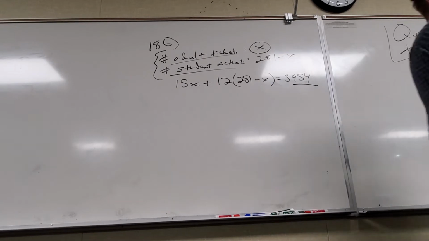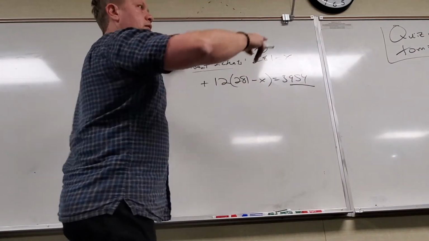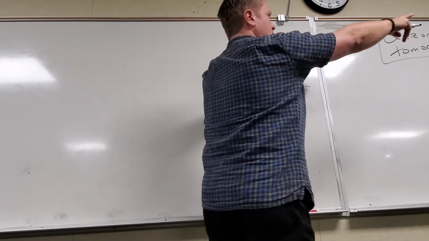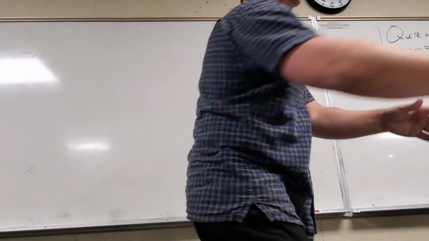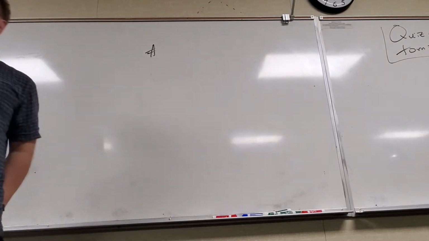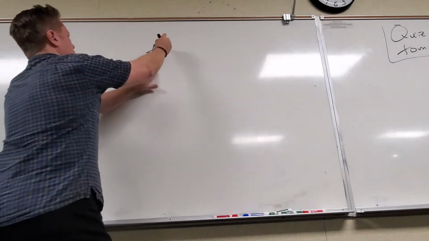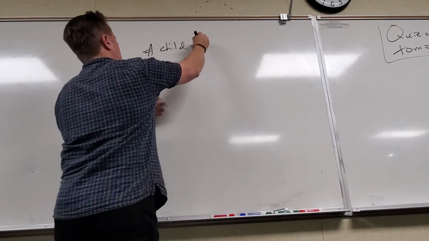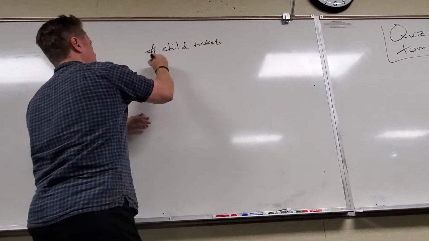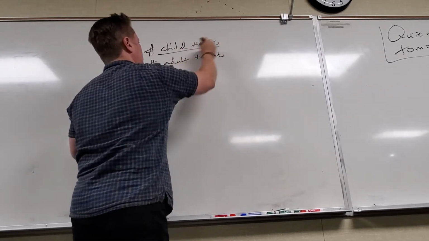What are the two things I don't know? How many types of tickets are there? There's two of them, right? What are the two types of tickets? Child tickets. So the number of child tickets and the number of adult tickets.